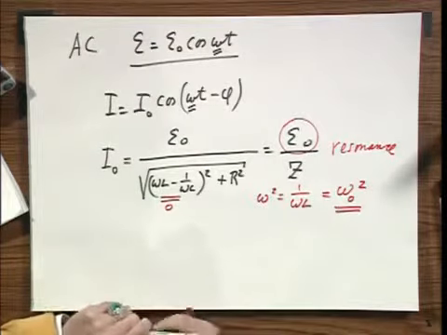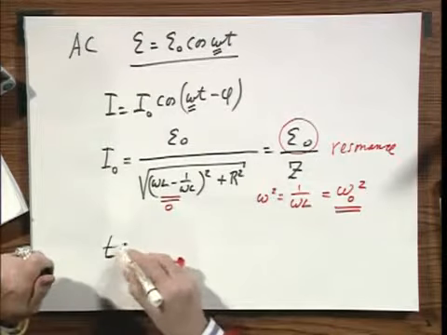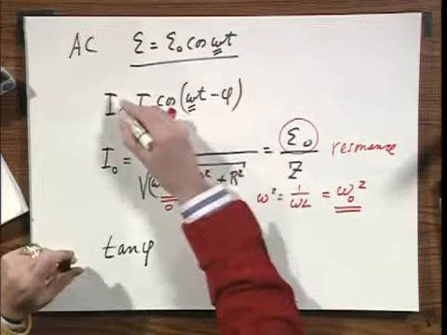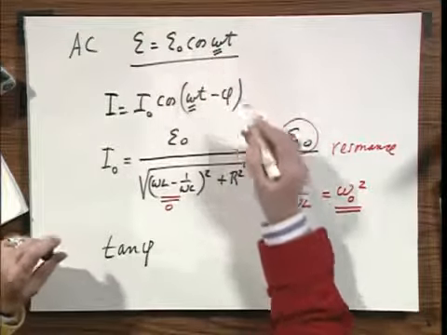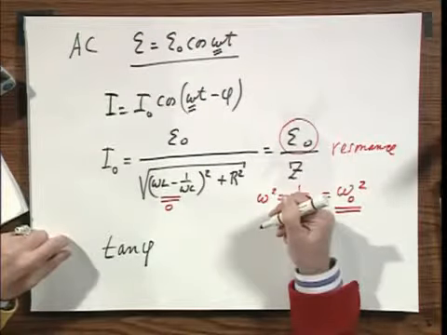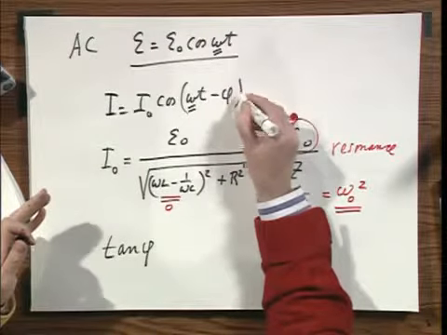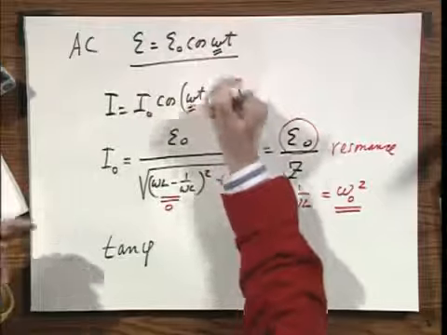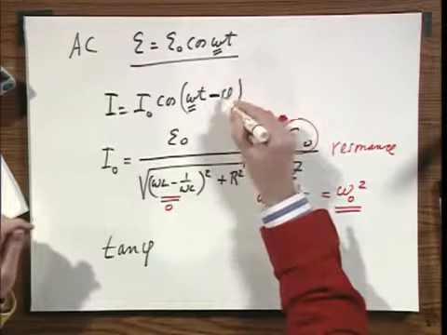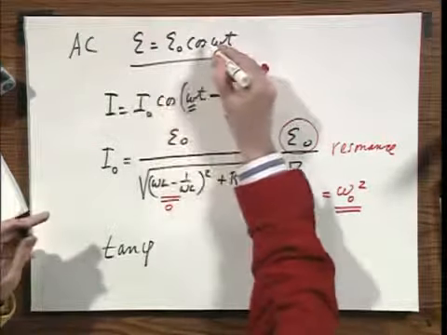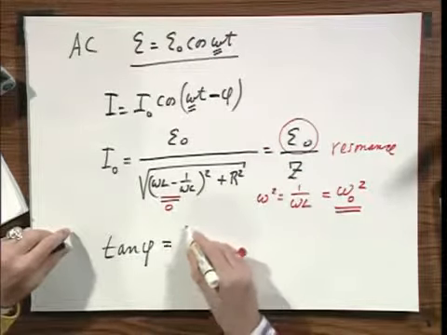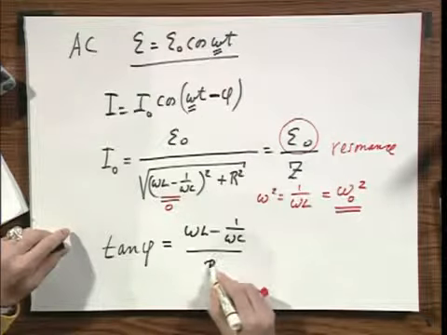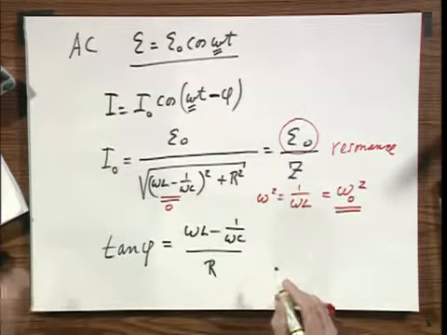As I mentioned before, just a name. The tangent of phi, and phi indicates the phase difference between the current and the driving voltage. When phi is positive, because there's a minus sign here, the current is behind the driving voltage. When phi is negative, the current is ahead of the driving voltage. This equals omega L minus 1 over omega C, divided by R. And I will get back to this.